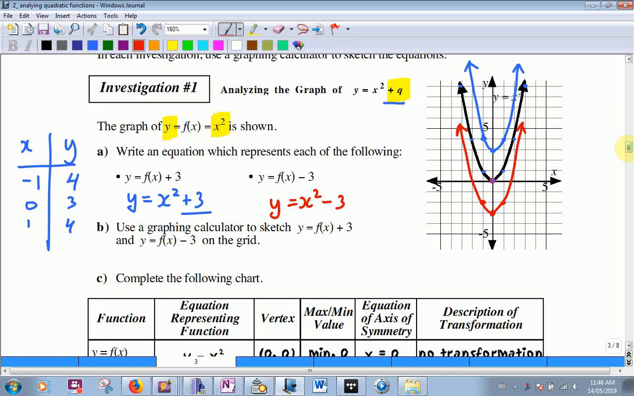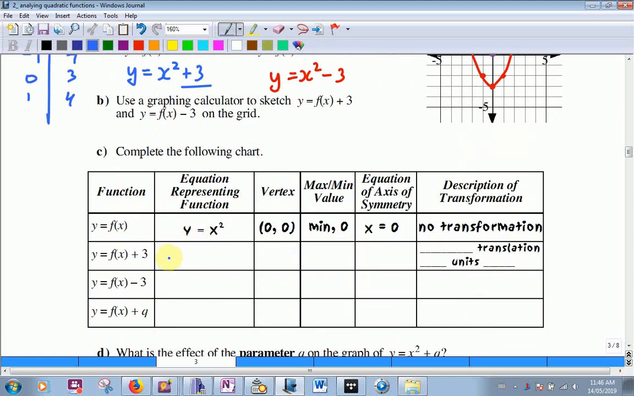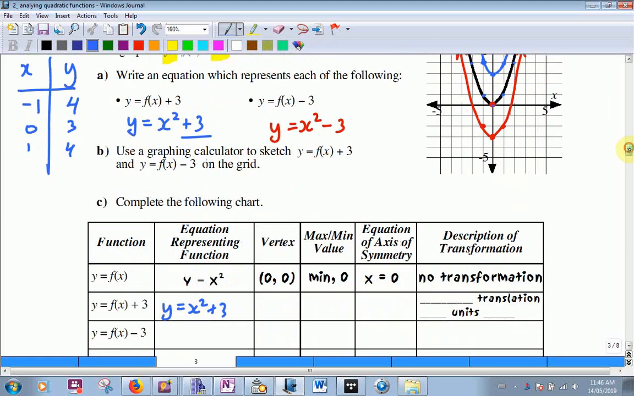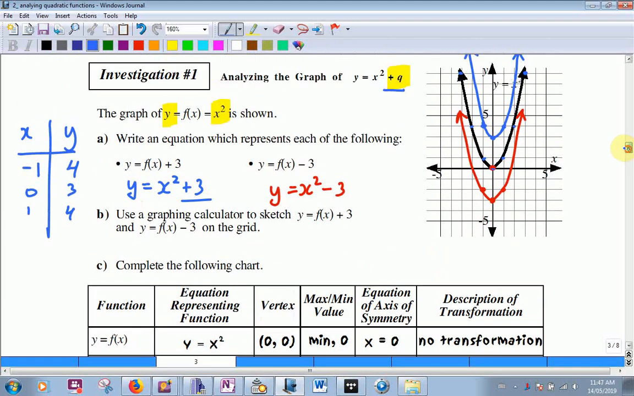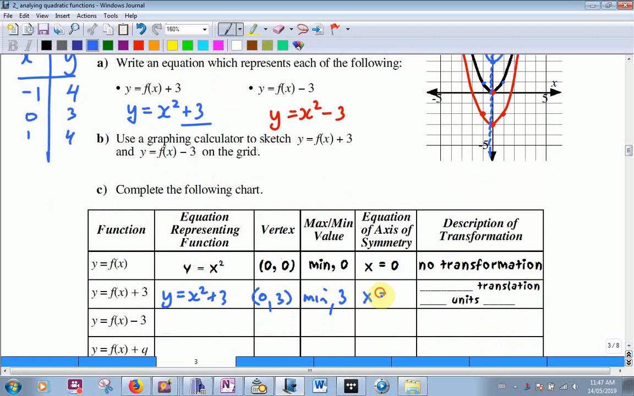Okay, so what does Q do? Let's fill in this. So y is x squared. When we added 3, what happened to my vertex? Well, it went up 3 points. Every point did. So my vertex is now 0, 3 from 0, 0. I still have a minimum for this graph, but its value now is not 0. It only goes down to 3 for y, right? That's the lowest point on this blue graph. And moving it up or down, how does that change my axis of symmetry? It doesn't do anything to the axis of symmetry, right? If you go up or down, it just stays the same. So x is still 0.